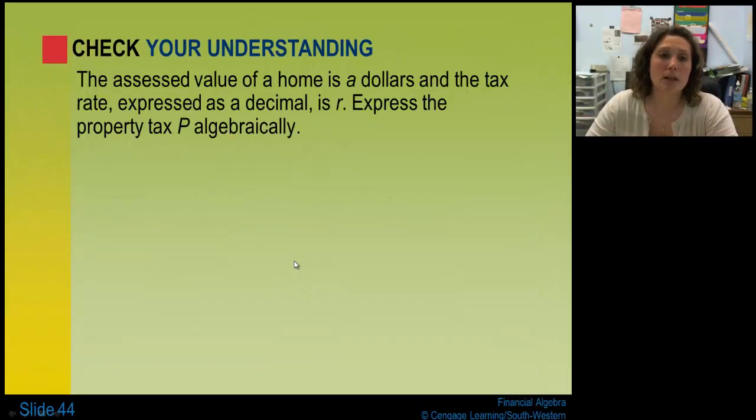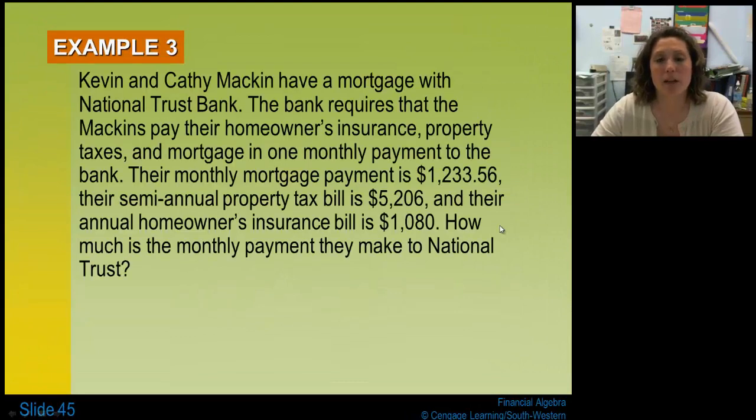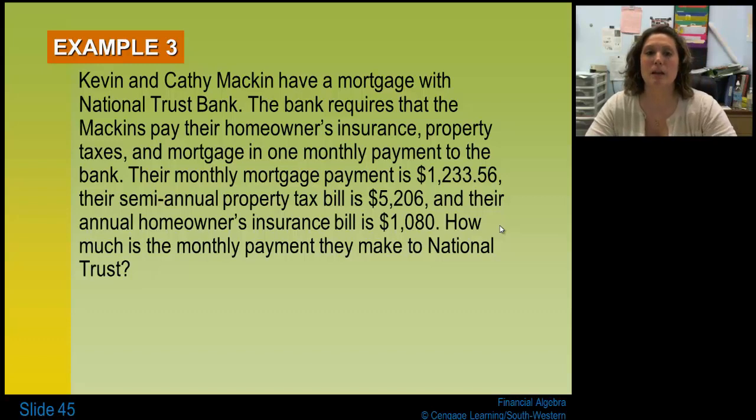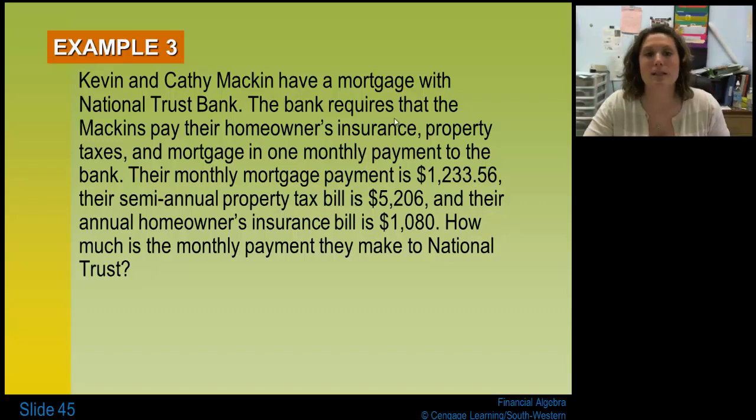Check your understanding. We're going to go ahead and skip this question. Example 3. Kevin and Kathy Mackin have a mortgage with National Trust Bank. The bank requires that the Mackins pay their homeowners insurance, property taxes, and mortgage in one monthly payment to the bank. Their monthly mortgage payment is $1,233.56. Their semi-annual property tax bill is $52.06. And their annual homeowners insurance bill is $1,080.